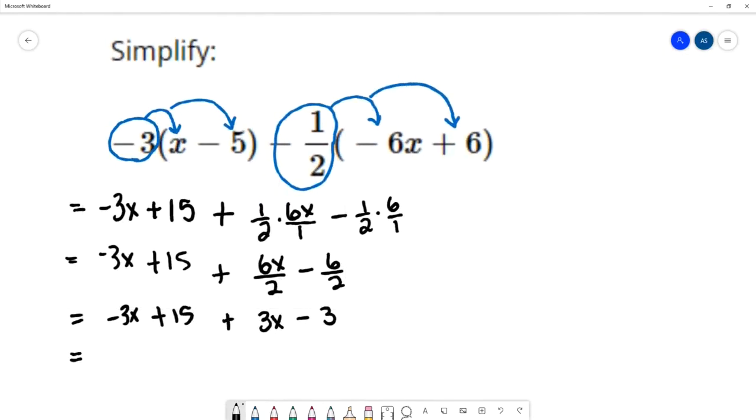Now we want to combine like terms. We have negative 3x and positive 3x, which makes 0x or 0. And 15 minus 3 is 12. 0 plus 12 is 12. So our expression simplifies to be 12.